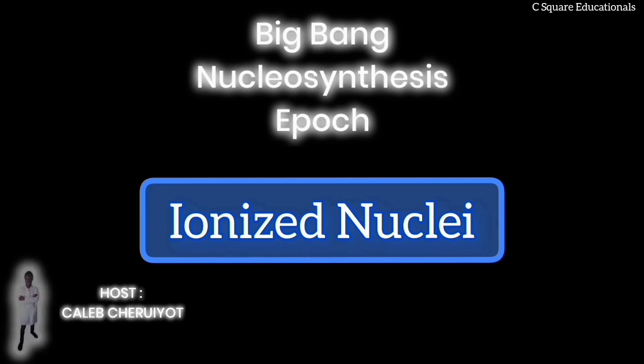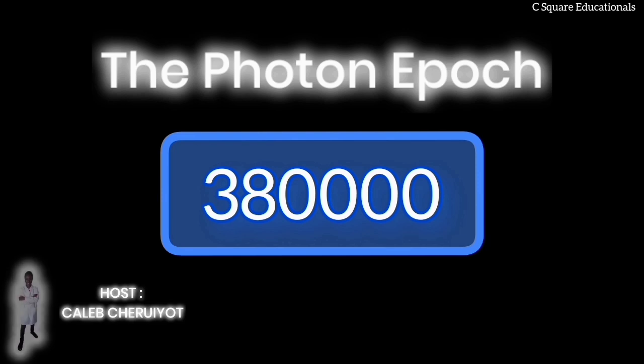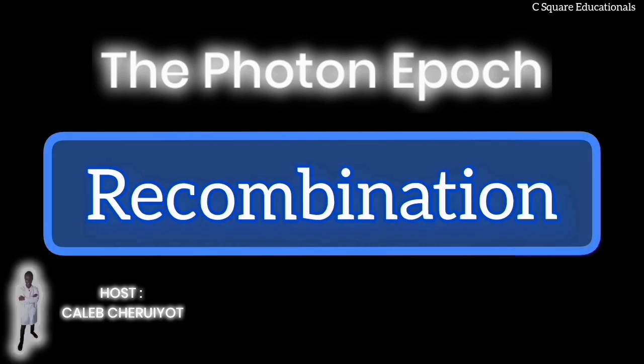As a result, the universe remains opaque and photons carrying light continuously interact with nucleons and electrons, hindering their free propagation through space. This photon epoch lasts for about 380,000 years until the universe cools down to 3000 Kelvin. At this point, electrons possess significantly reduced energy, allowing the electromagnetic force to permanently bind them to nucleons, leading to the formation of stable neutral atoms in a process called recombination.